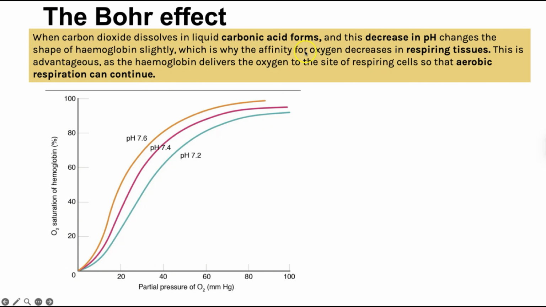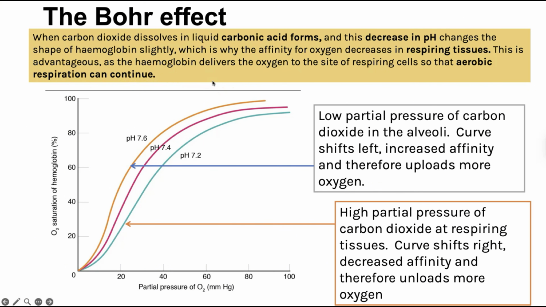And this is why the affinity for oxygen decreases in respiring tissues. That change in shape is going to decrease the affinity. So hemoglobin ends up loading less oxygen and unloading more. And that is an advantage, because if hemoglobin is going to be unloading oxygen more readily at respiring tissues, that means it's delivering the oxygen to the site of aerobic respiration where it's needed, so aerobic respiration can continue.